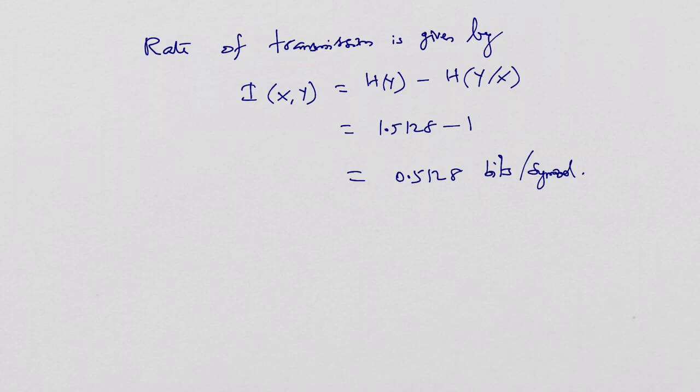Okay, I hope now you are clear with the calculation of the rate of transmission of a channel when the channel noise characteristics in terms of transition probabilities are given, and the source symbol probabilities are also given. You can easily calculate H of Y given X and H of Y, based on which you can calculate I of X, Y.